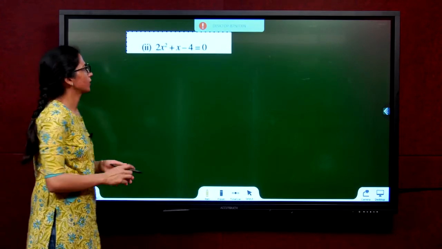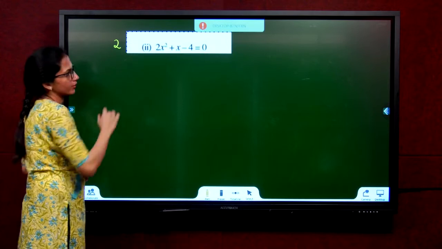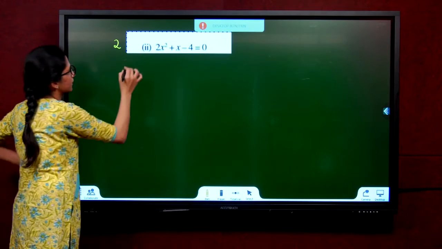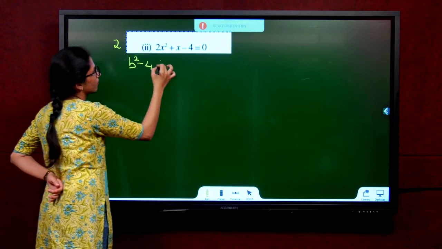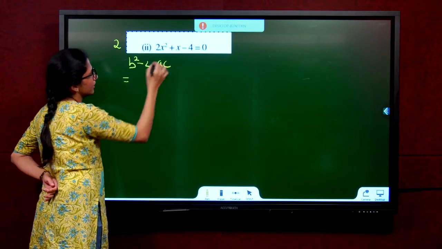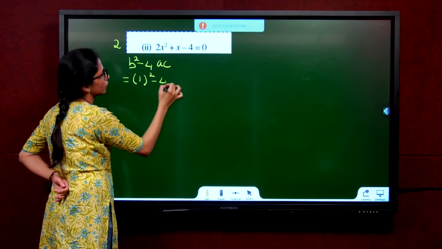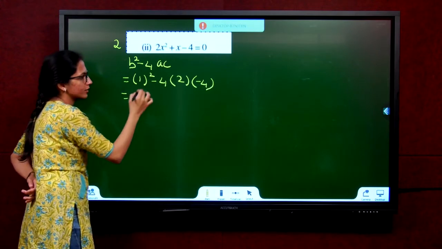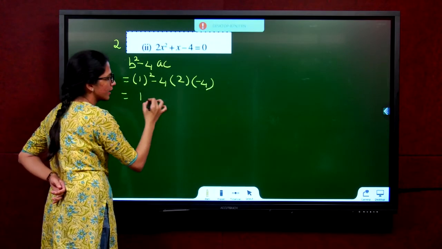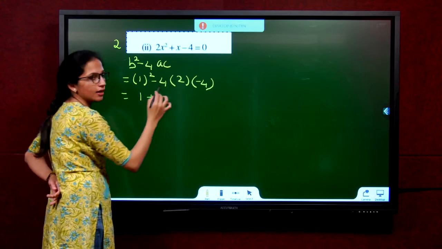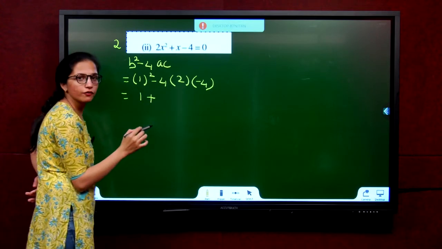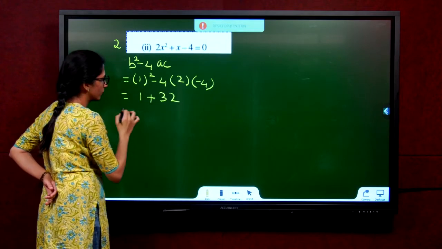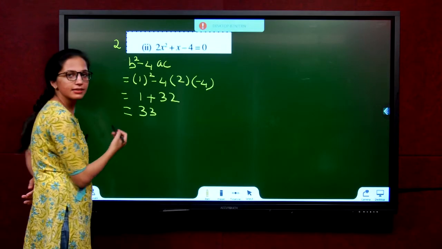So moving to the next question, second sub question. Equation is given. First find b square minus 4ac. Be quick. B square minus 4ac. B is 1. 1 square minus 4, a is 2, c is minus 4. 1 square 1. Minus into minus plus. 4 twos are 8. 8 into 4, 32. 1 plus 32 is 33.